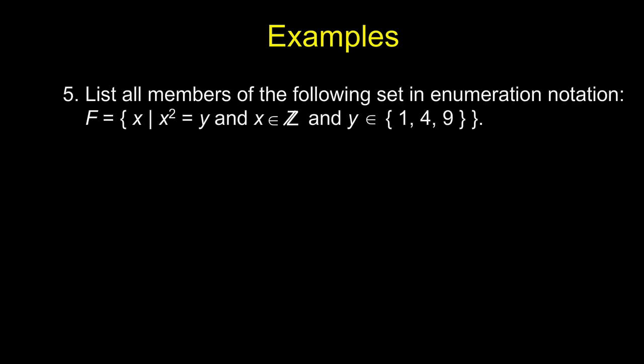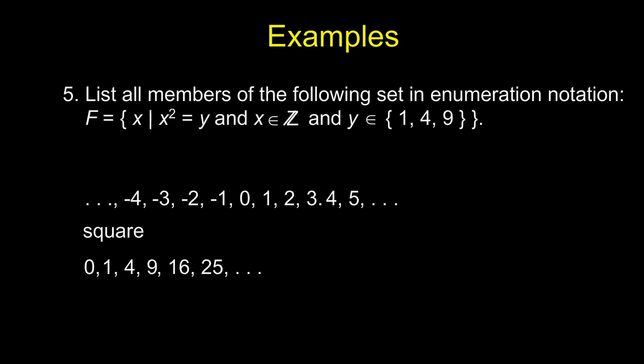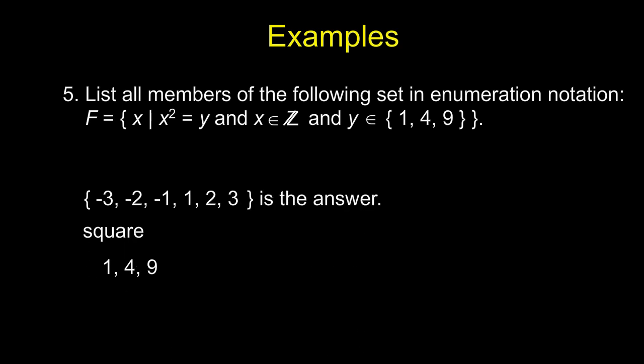5. List all members of the following set in enumeration notation. Set of x where x squared is y and x is a member of integers and y is a member of 1, 4, 9. So we are looking for the integers. So this includes the negative whole numbers whose square is 1 or 4 or 9. So they are minus 3, minus 2, minus 1, 1, 2, and 3.